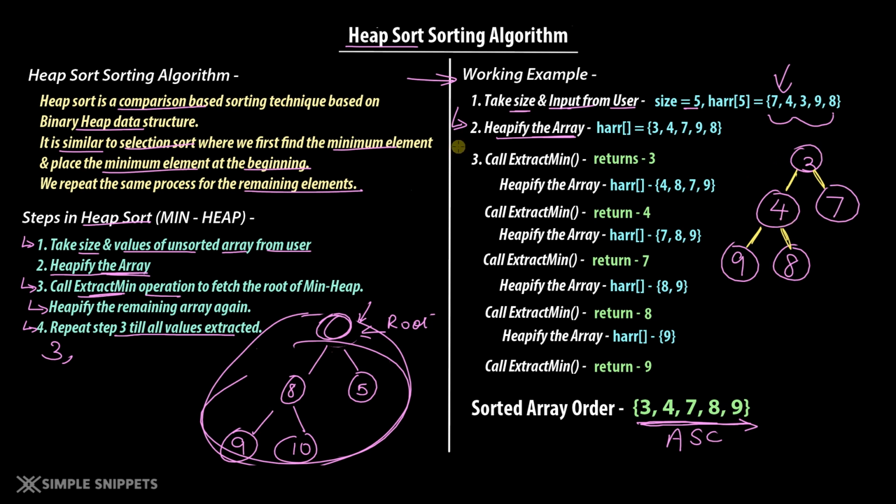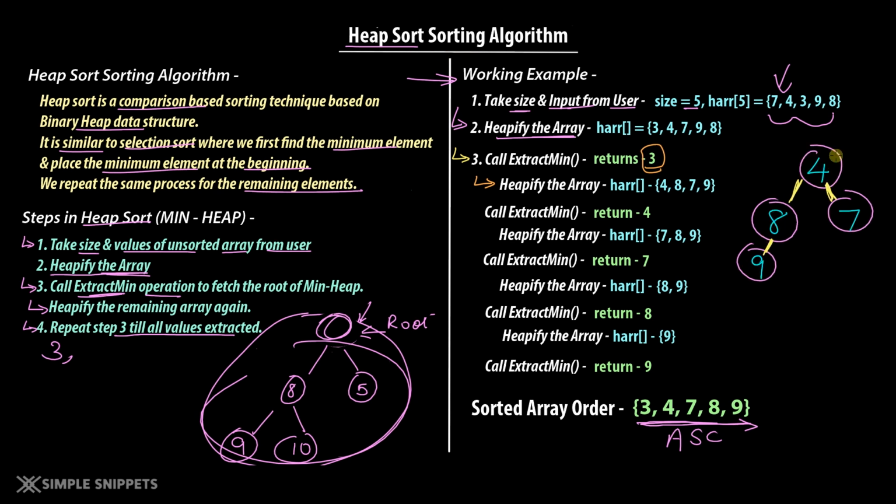Okay. Moving forward, the next step is extract min. So when you extract min, what do you get? You get the root value, which is 3. So you can see 3 is printed. So once you remove this, the next step is you heapify the array again, and now you are left with 4, 8, 7, 9. So recreating the heap with the remaining values. So this is how the heap would look like once you return 3. That is, once you call the first extract min and after you perform the heapify. So 4, 8, 7, 9 is left.